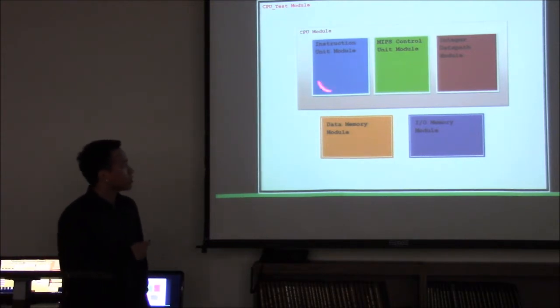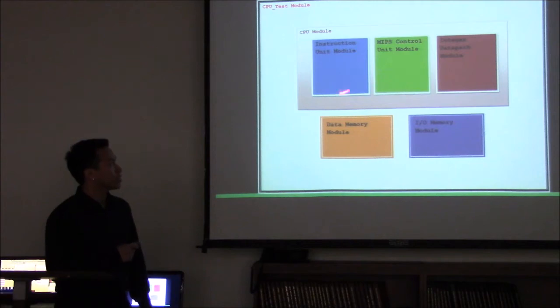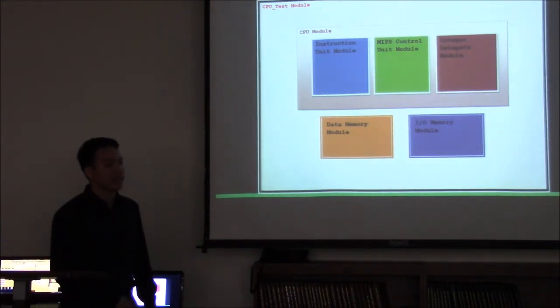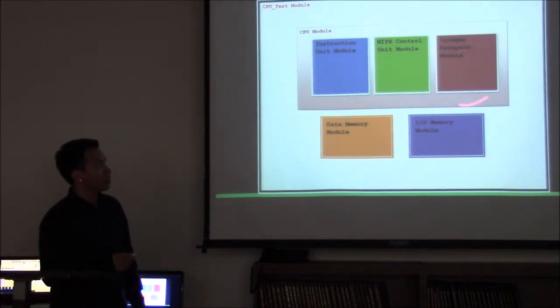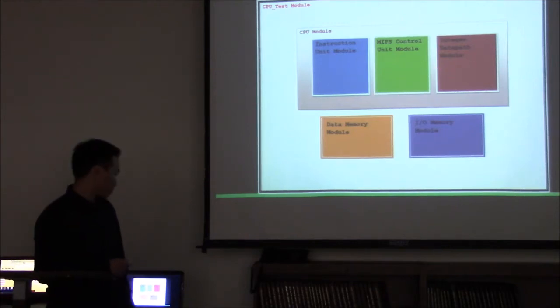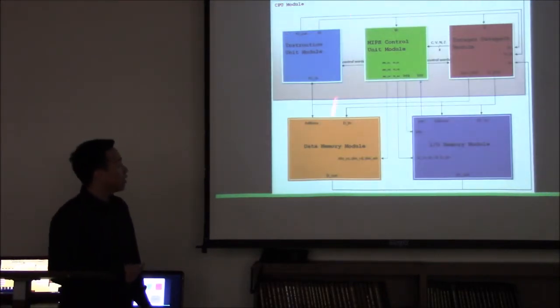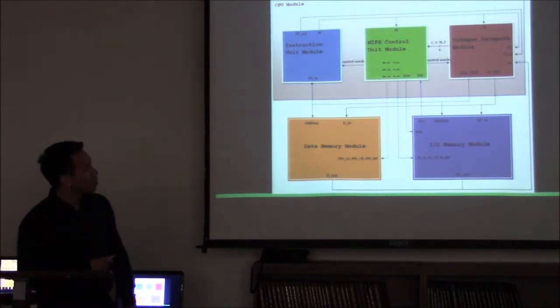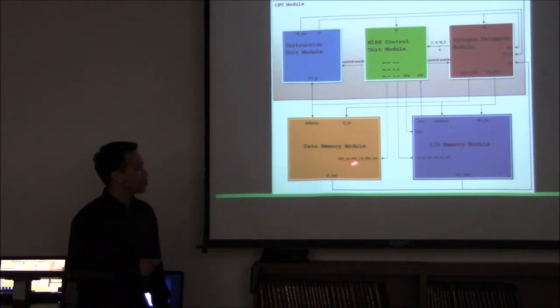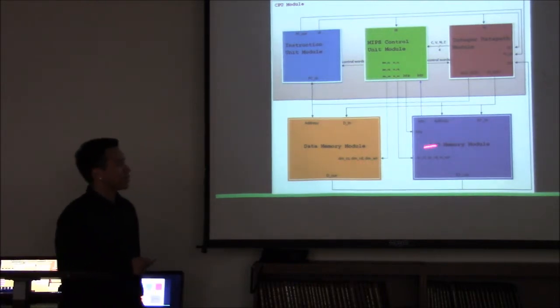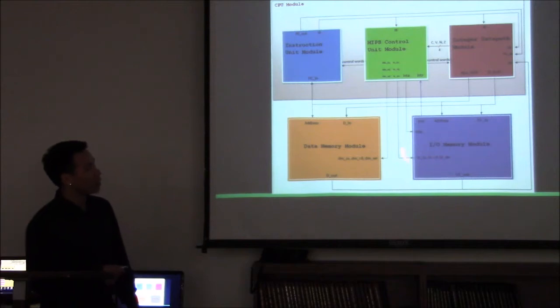The purpose of the instruction unit is to fetch the instructions and then forward them to the MCU, the MIPS control unit, which decodes them. In the MCU it generates all the control words for the instruction unit and also the integer data path, as shown here. The MCU also generates the control words for the data memory chip select, read, write, as well as the I/O chip select, read, and write.